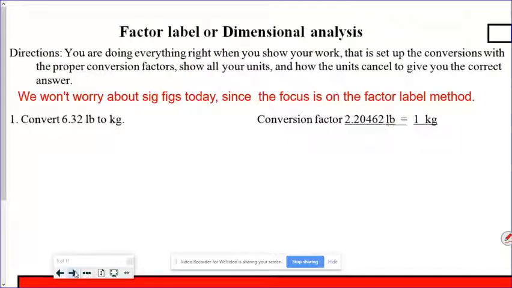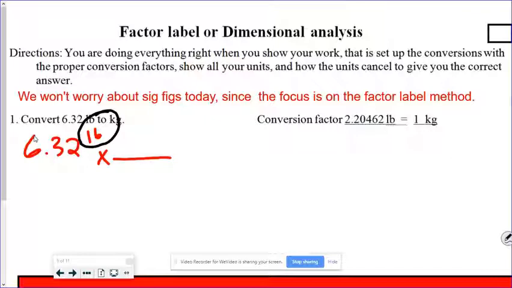The first thing is you always write down what you're given. So I'm going to write 6.32. I'm going to write pounds. I'm actually going to put the LB up here so I don't think it's a 16. But that's the first thing you do. You write down what you're given. You put a multiplication sign as your second step. Third step is a division bar. And then whatever your label is up top, that is the label that must go down here as well.